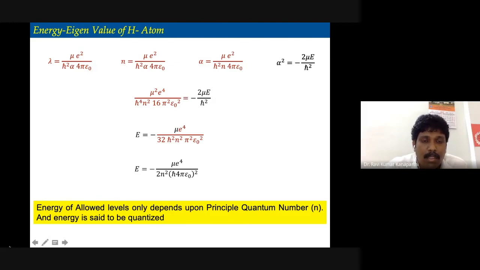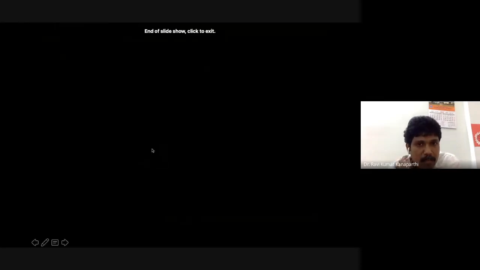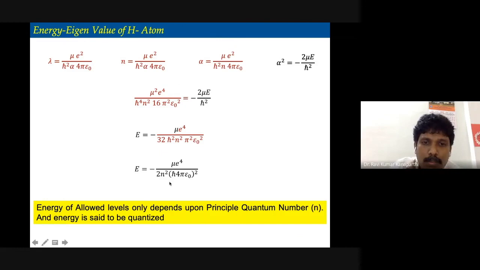Okay, so I just rearranged it. So 2 n squared, I have written 2 outside, and there will be 16. That 16, when it goes inside the square, becomes 4, right? So essentially what I did is I have taken h cross squared, n squared, pi squared, epsilon naught squared, everything inside a bracket, and then I have taken a square of it.